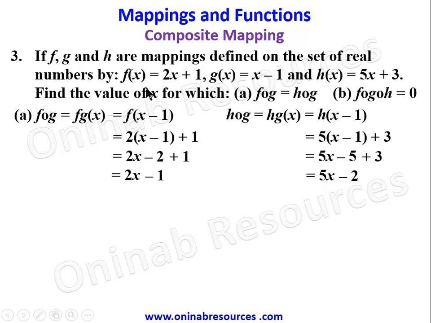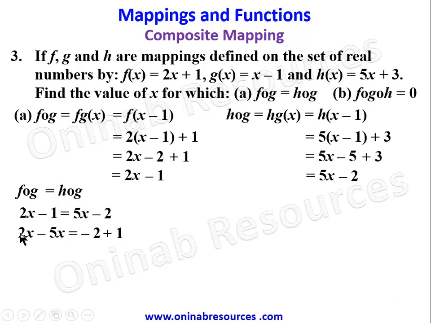But we have to find the value of x for which fg is equal to hg. So to do that, our fg is 2x minus 1. So we have 2x minus 1 on the left hand side, and our hg is 5x minus 2, which gives 5x minus 2.